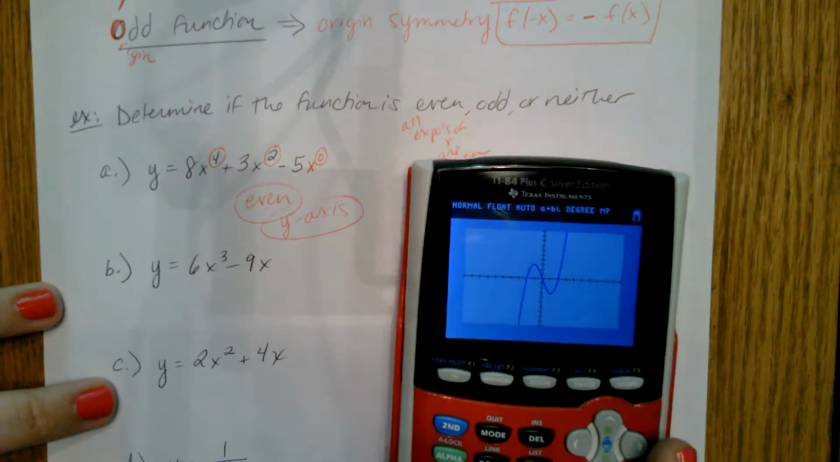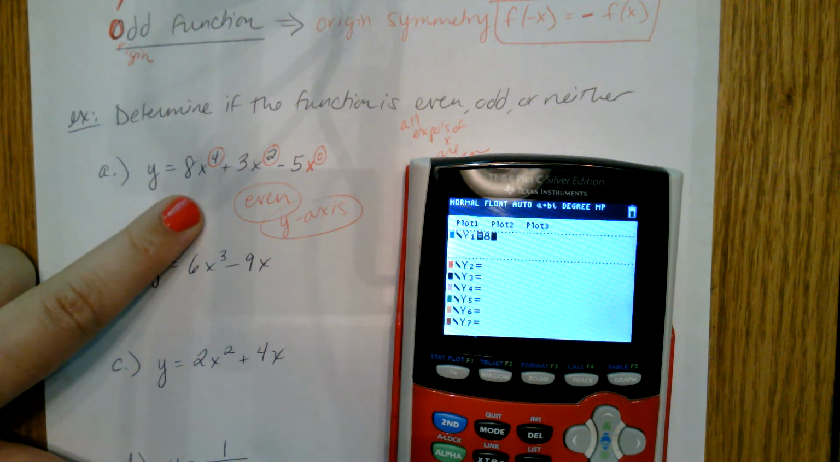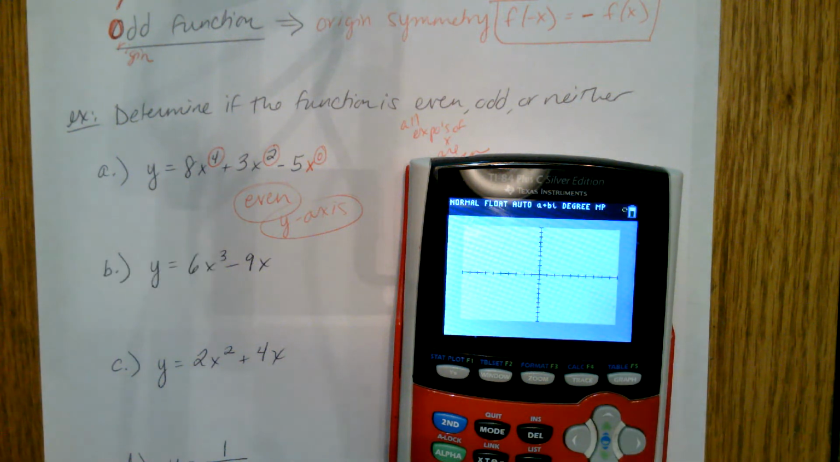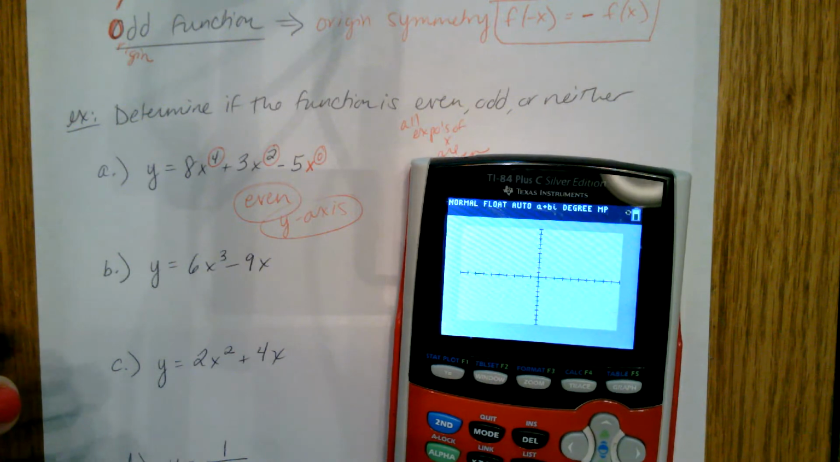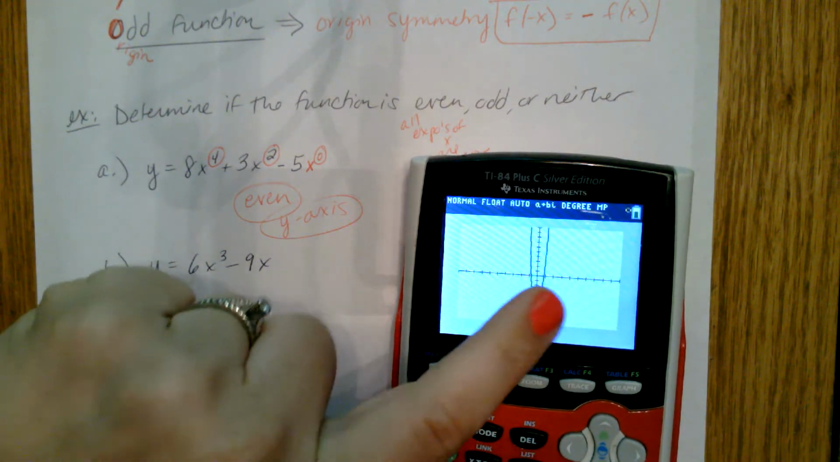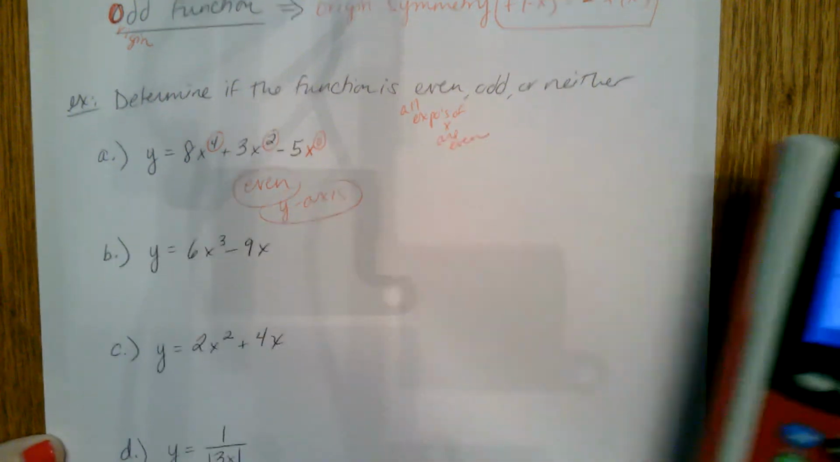And you can double check that again. Punch this in your calculator, y equals x to the 4th plus 3x squared minus 5. And you can just check to see that it's flipping over the y-axis. Yeah, looks parabolic. That side flips over to that side along the y-axis.